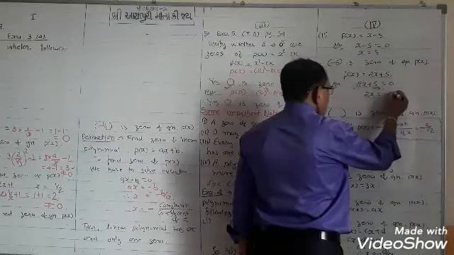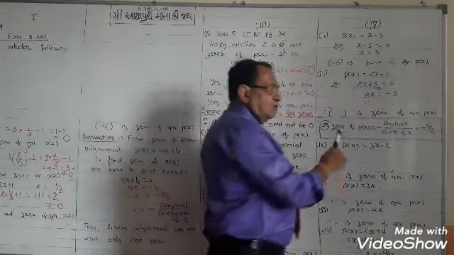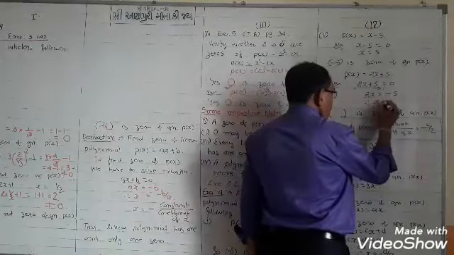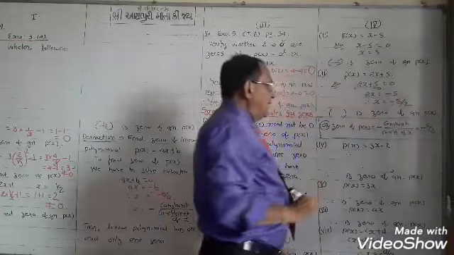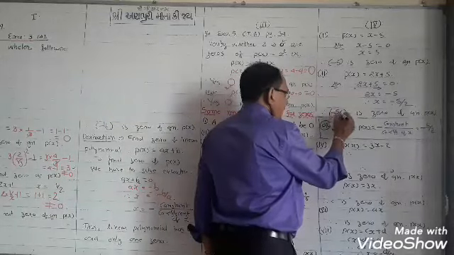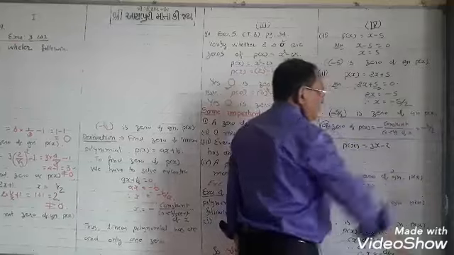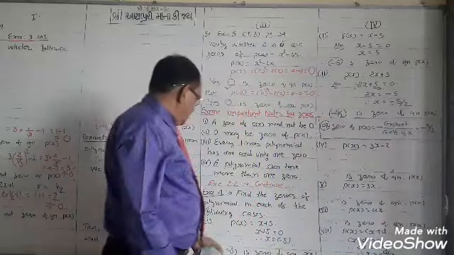2x is equal to minus 5. Now we will transfer this 2 to this side. x is equal to minus 5 upon 2. So minus 5 upon 2 is the zero of the given p(x).